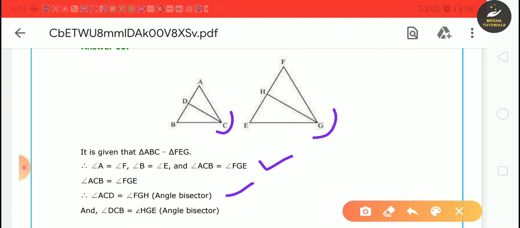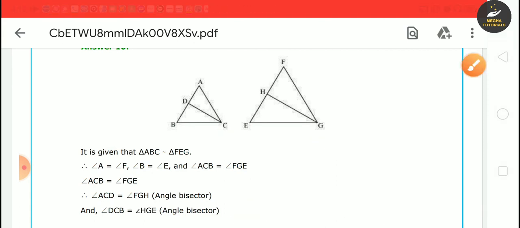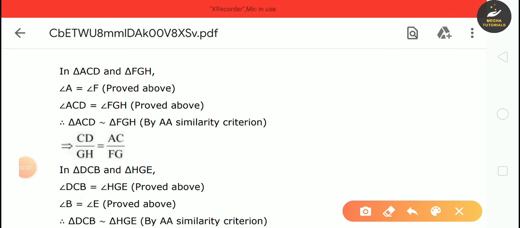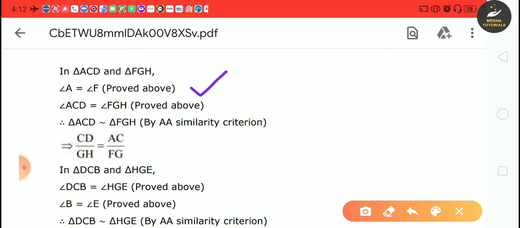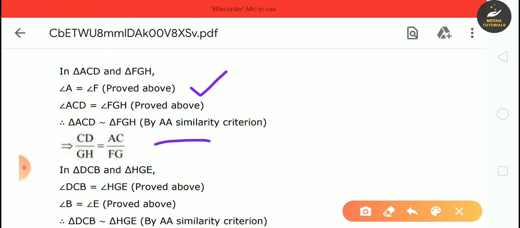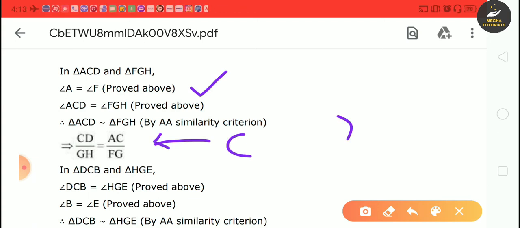And also you can say that angle DCB is equal to angle HGE because of angle bisector. So we will use it. Now consider triangle ACD and triangle FGH. Angle A is equal to angle F. Angle ACD is equal to angle FGH, just we have proved. Therefore, triangle ACD is similar with triangle FGH by AA test of similarity. Then you can write CD upon GH is equal to AC upon FG using sides of the similar triangles are in the same proportion.